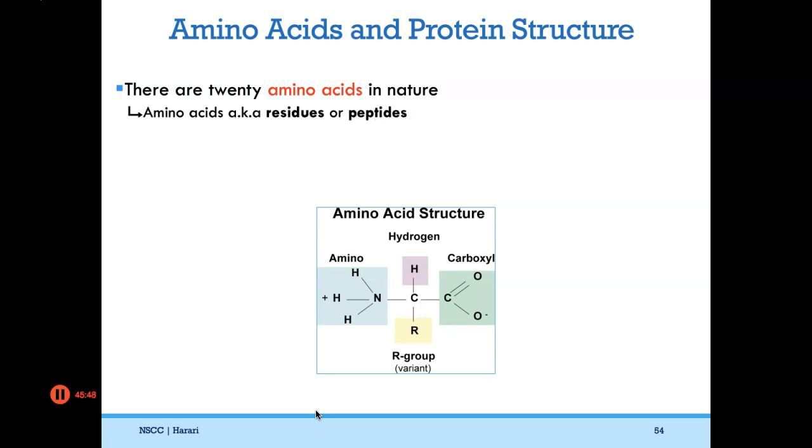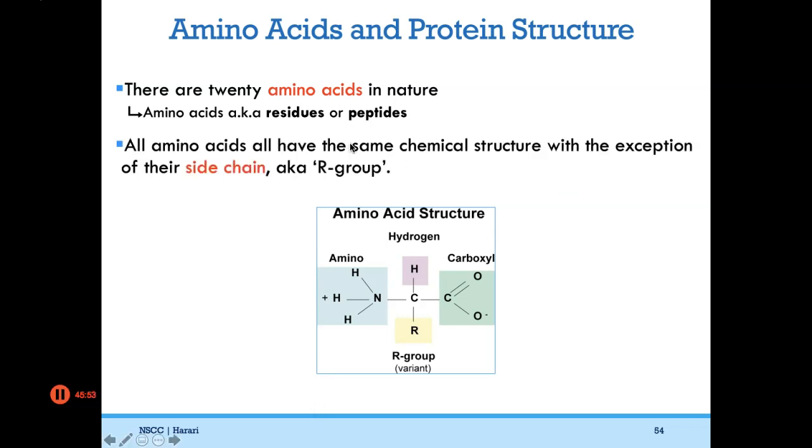Amino acids are also called residues or peptides. So a small chain of amino acids is usually called a peptide. All amino acids have the same chemical structure with the exception of their side chain, aka the R group. So I want you to pay attention to this, it's important. All amino acids have this kind of structure where the only difference is what's in this R group. That can be one of 20 different things, right? They're functional groups that get added here. So it's the remainder, that's what R stands for, the remainder can be one of 20 different things.